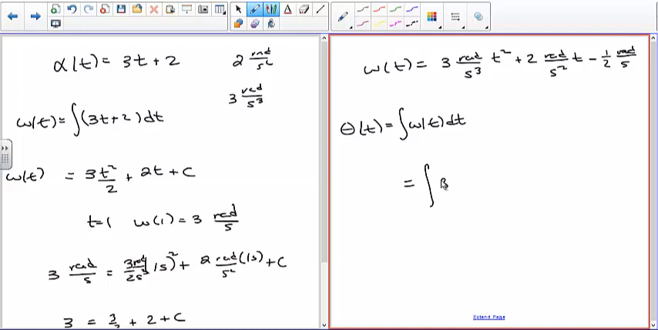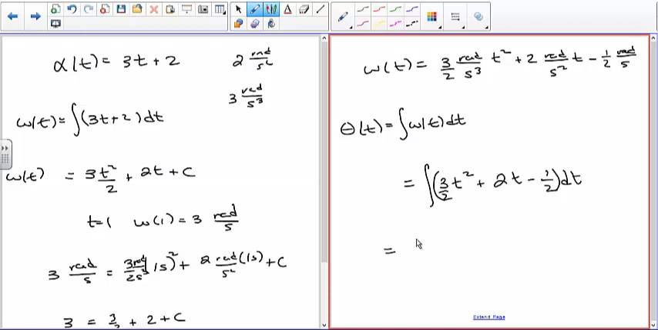I'm going to leave the units off here just so I have 3. Did I forget a 2 here? Yeah, okay, so there's a 2. So I'm going to have 3/2 t squared plus 2t minus 1/2, the whole thing times dt.